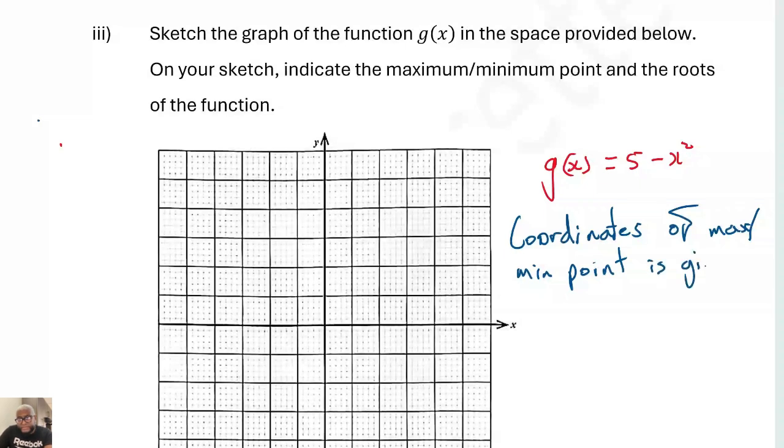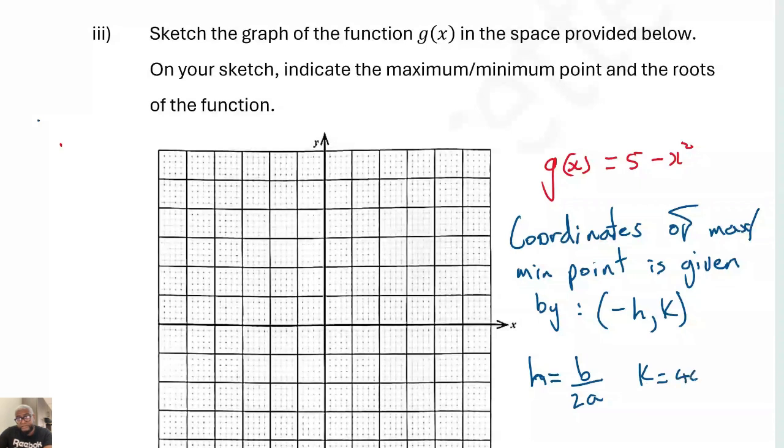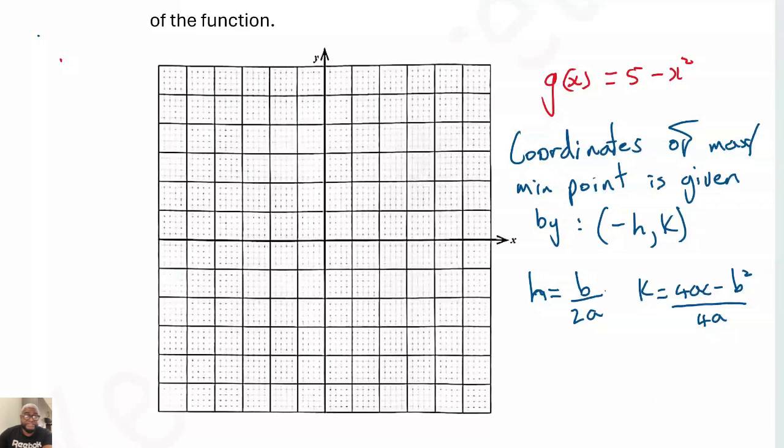is given by what? Negative h, comma k. So we need to find h and k. Let's remember these formulas. h is equal to b over 2a, and k is equal to 4ac minus b squared over 4a. Excellent, right?